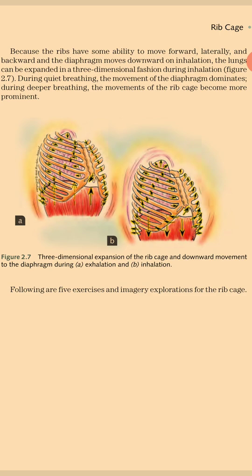During quiet breathing, the movement of the diaphragm dominates. During deeper breathing, the movements of the ribcage become more prominent. Following are 5 exercises and imagery explorations for the ribcage.